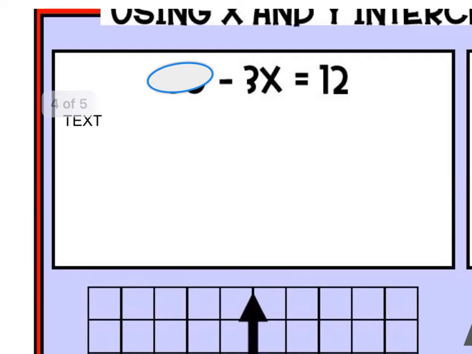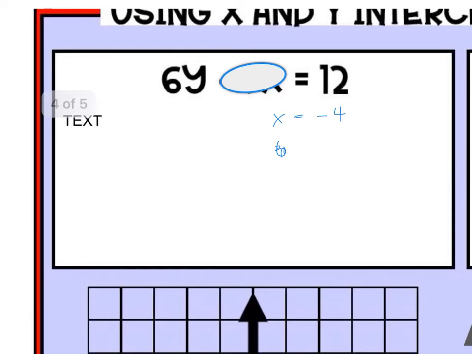So for the cover-up method, I just covered up that first part. And what I have here is negative 3 times something is positive 12. Well, I know it's going to be a negative because a negative times a negative would give me the positive. And 3 times 4 would give me 12. So that gives me x is equal to negative 4. Then I'm going to cover up this part. And I have 6 times something, right? 6 times something is 12. Well, that's got to be 6 times 2 to equal 12. Now let's zoom out and graph this.